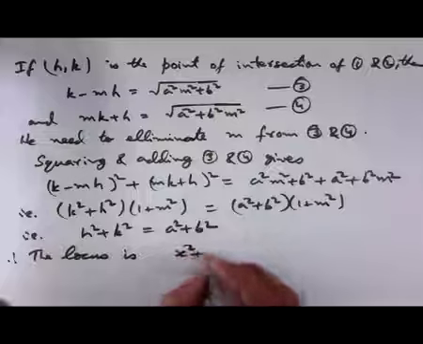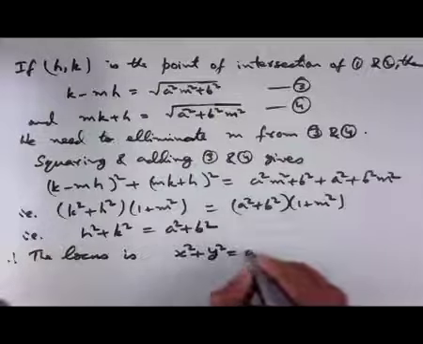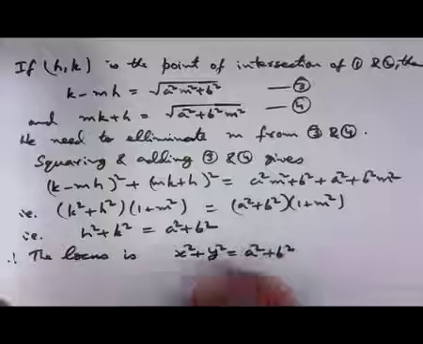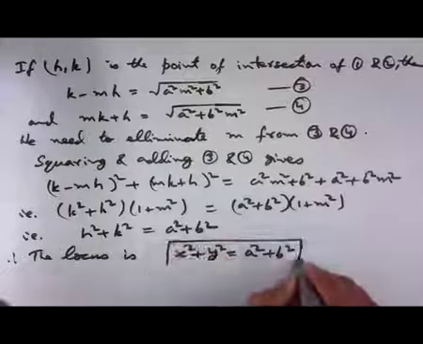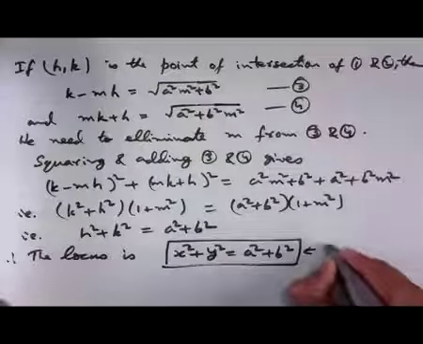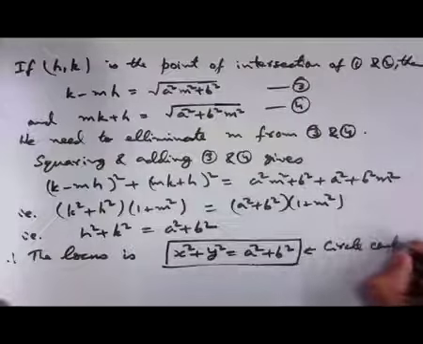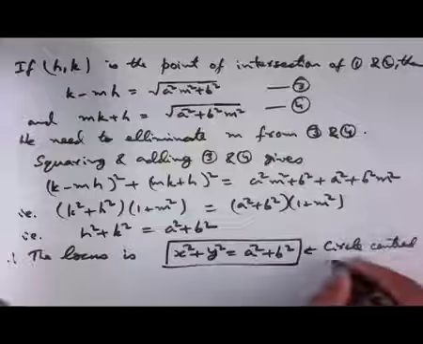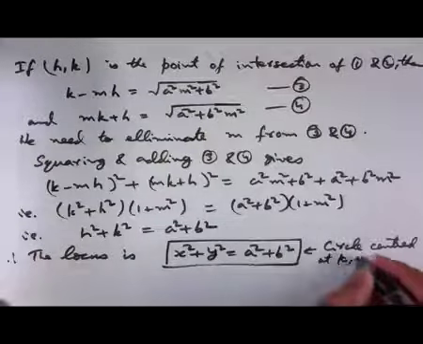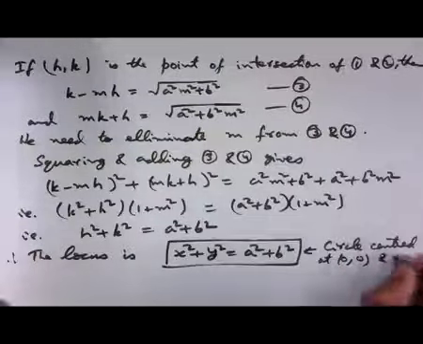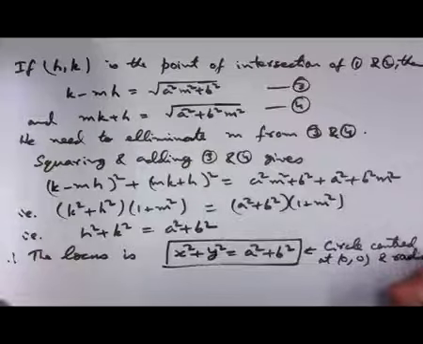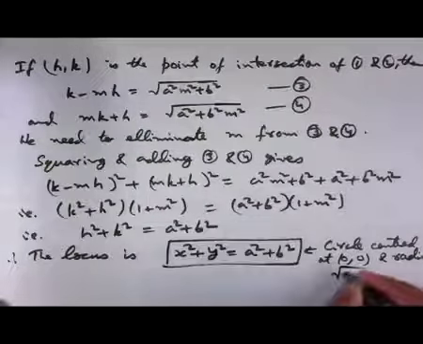x square plus y square equal to a square plus b square. So, the locus is a circle, this is a circle centered at 0 0 and radius square root of a square plus b square.